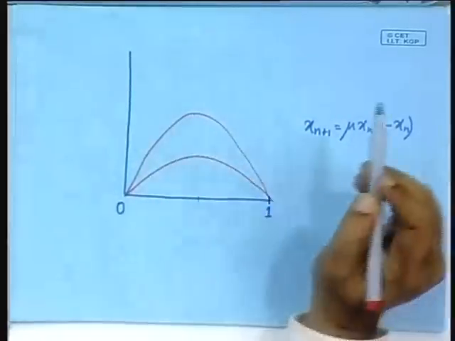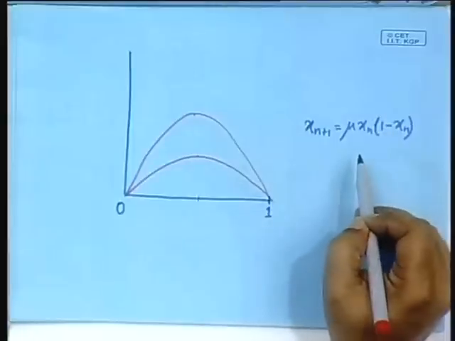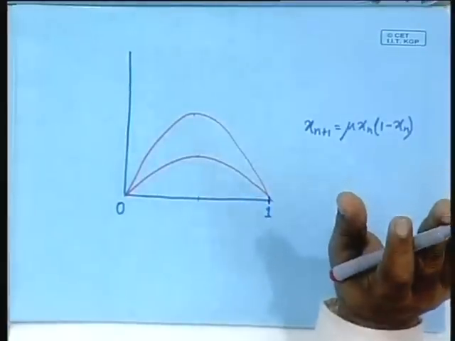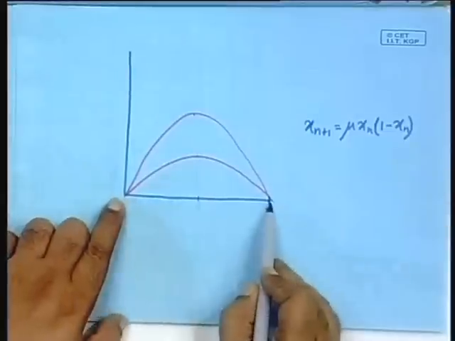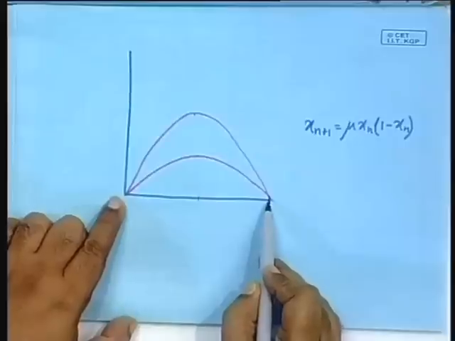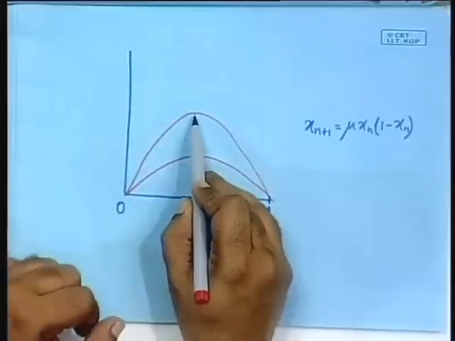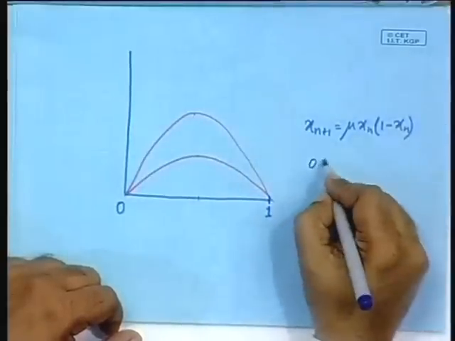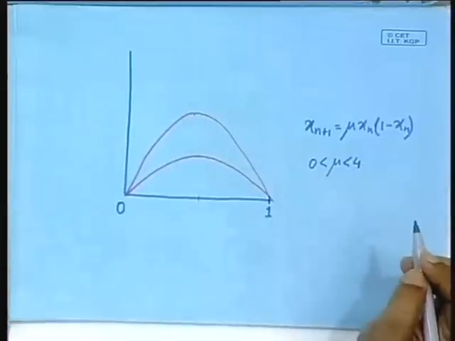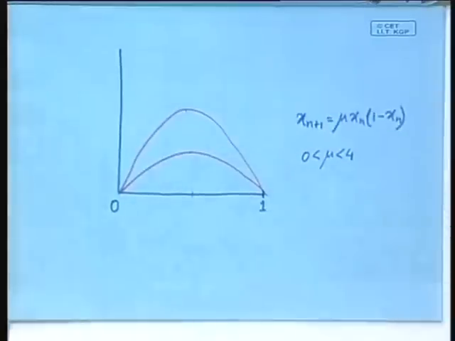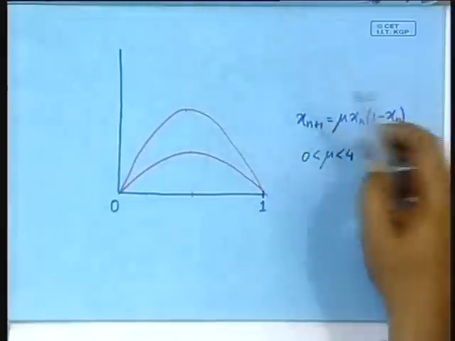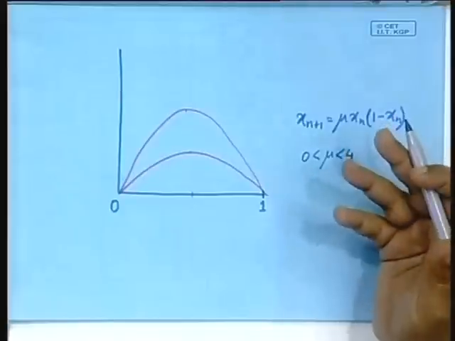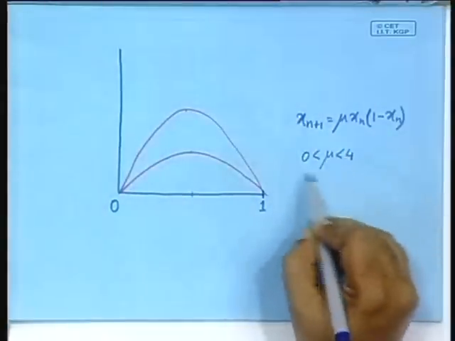And this peak position is given by? Substitute half here. What you get as x n plus 1, that is the position. So, that you get as mu by 4. So, if the range available is 0 to 1, then at what value of mu will the peak reach the value of 1? At 4. That is why we often in this system take the mu range as 0 to 4. Remember the origin of this map, it was invented as a representation of a scaled population, scaled to have the maximum value of 1. So, you need to keep mu confined to these values.